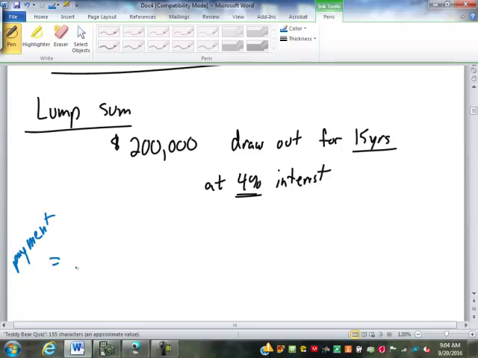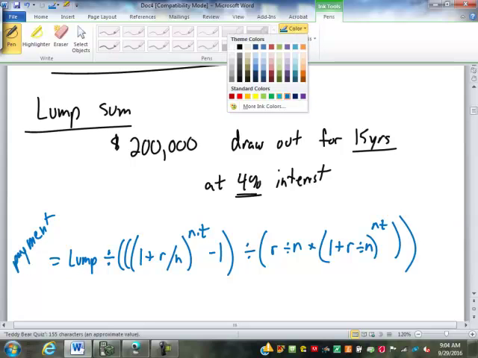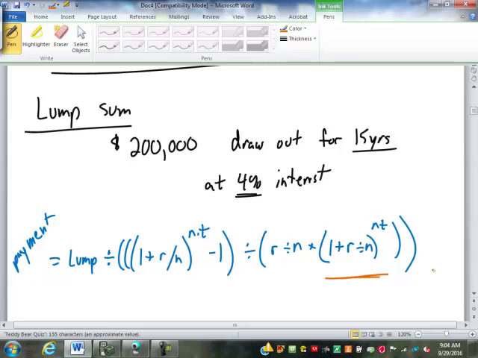The formula for this is the monthly payment, what you can draw out monthly, is equal to the lump sum, I'm just going to put lump here, divided by, open parentheses, 1 plus your rate divided by n, which is going to be monthly here, so that'd be 12 again, to the power of n times t, which is, again, number of times a year times your number of years, minus 1, close parentheses. It's looking familiar so far. Divided by, open parentheses, r divided by n times, parentheses, 1 plus r divided by n to the power of nt, close and close. So just a little bit more complex here. Got this extra little piece on the end.